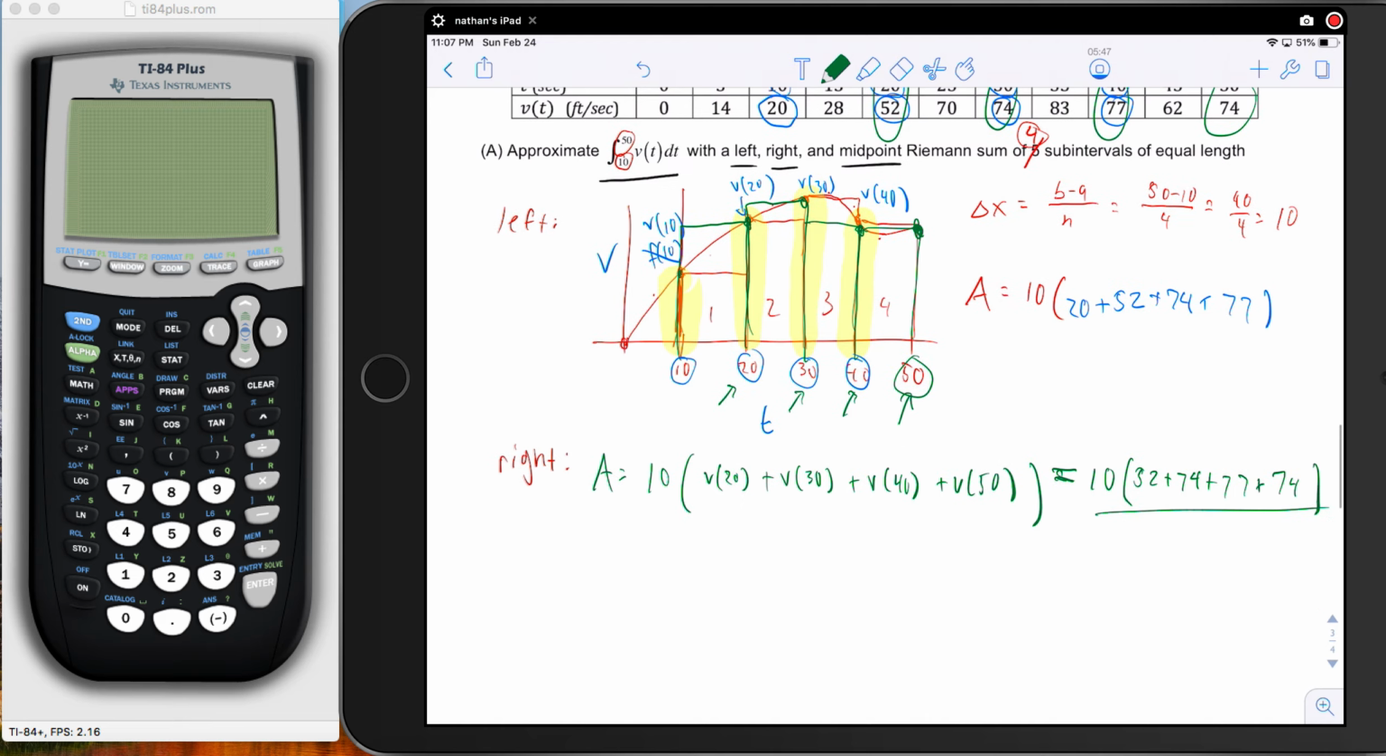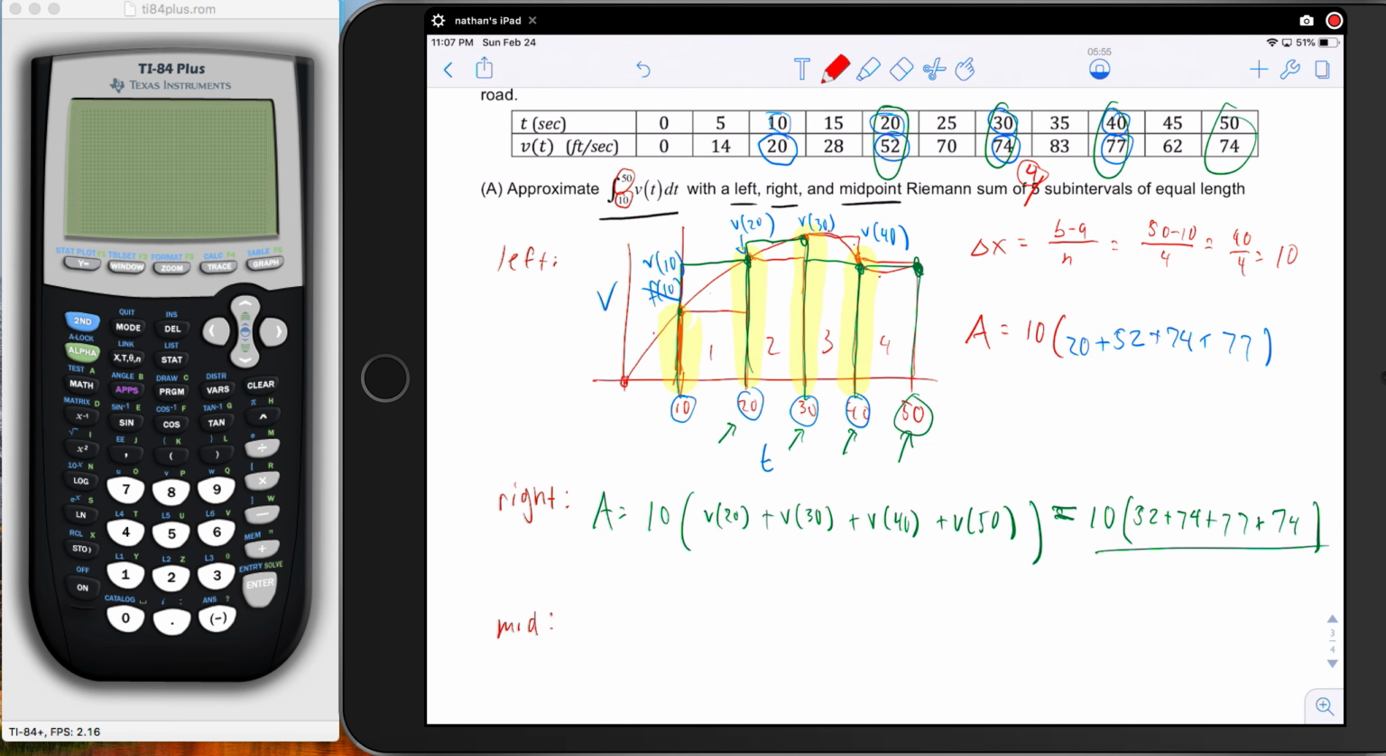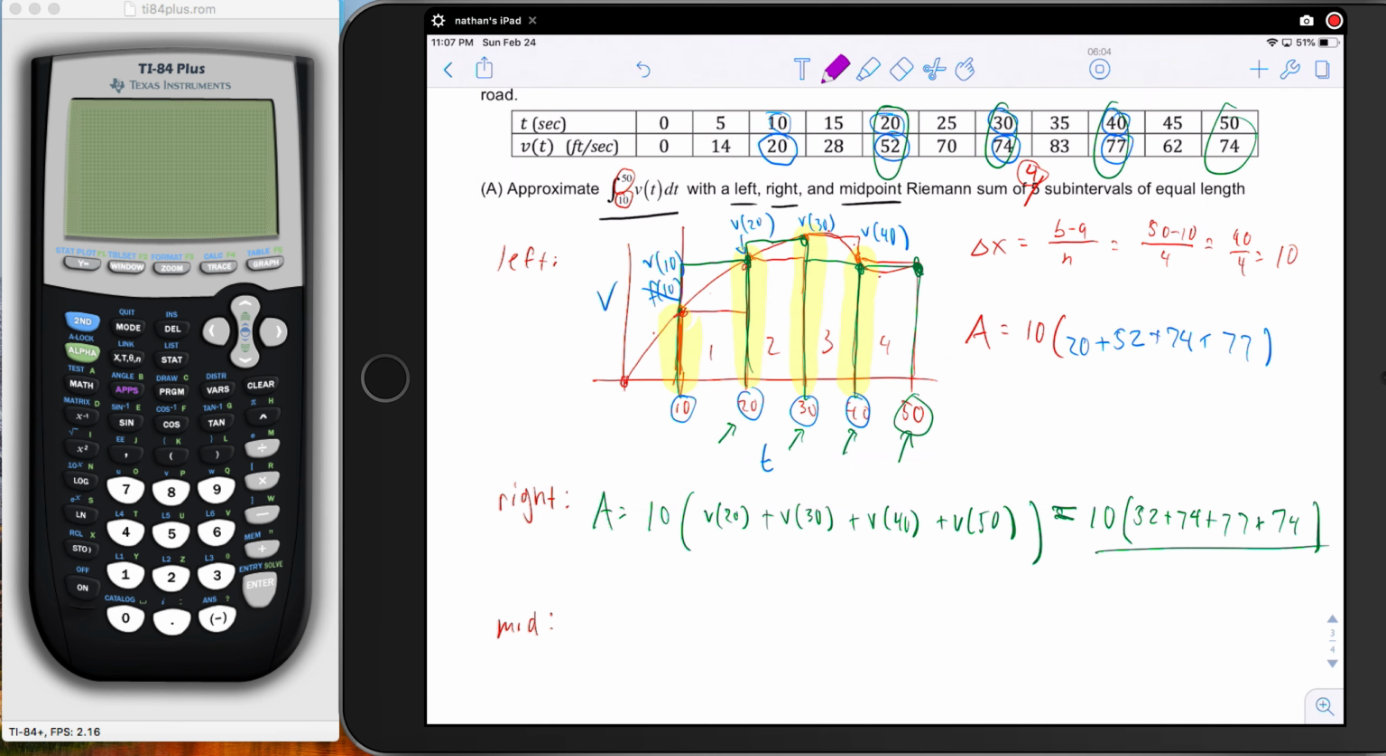So let's do our last one, a midpoint. Now, remember, the midpoint is not going to be the left corner or the right corner, but it's going to be right in between. And so, maybe I'll do purple. So these values are going to be the heights of the rectangle. So the height, oops, I went too far. Right there, this is going to be the height.